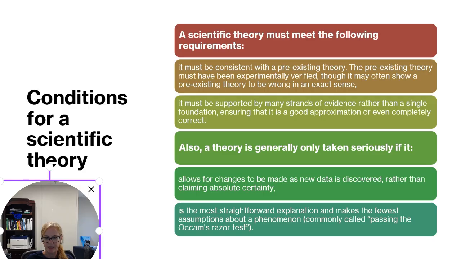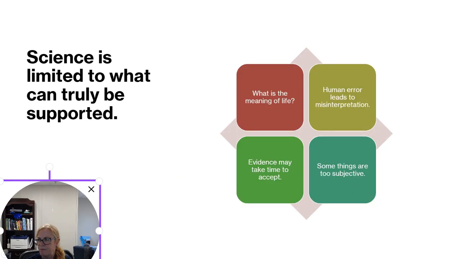And finally, Occam's razor. Theories have to pass the Occam's razor test, and Occam's razor states that the simplest explanation is probably correct. So when you make a whole bunch of presumptions about a lot of conditions that must have happened in order to explain something, you kind of dilute the explanation itself. If there's a simple, straightforward explanation, that's probably the one that we're going to go for. So those are our conditions for our scientific theory.